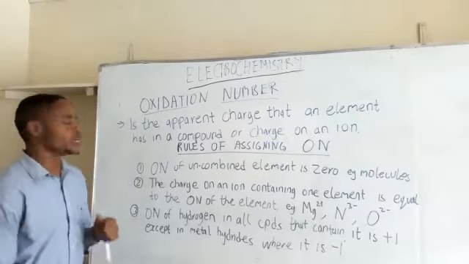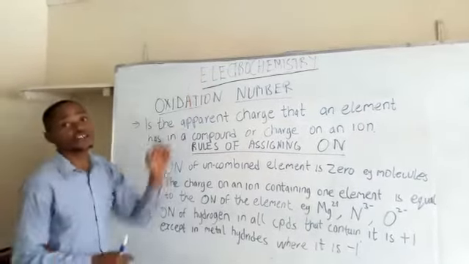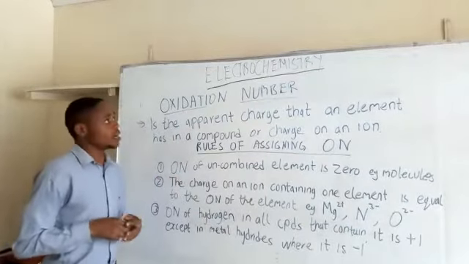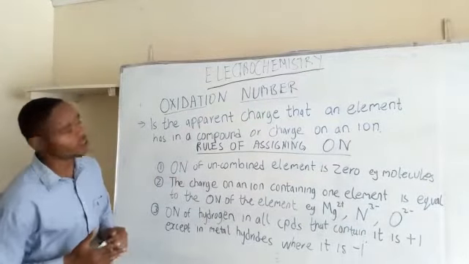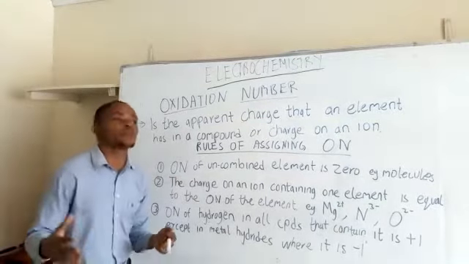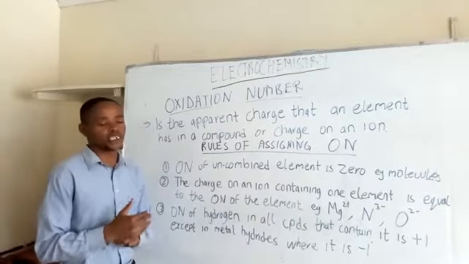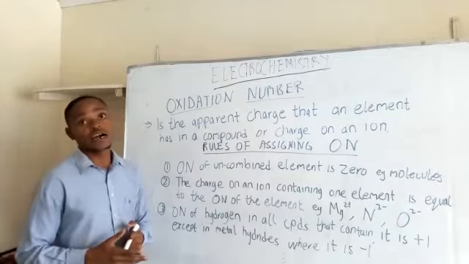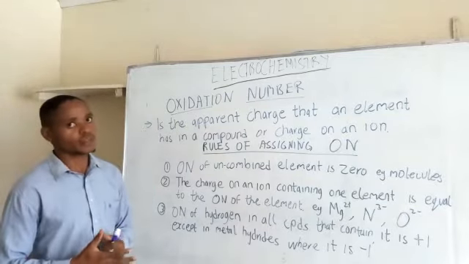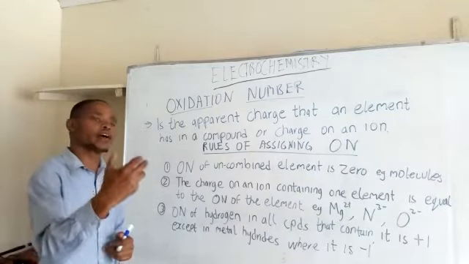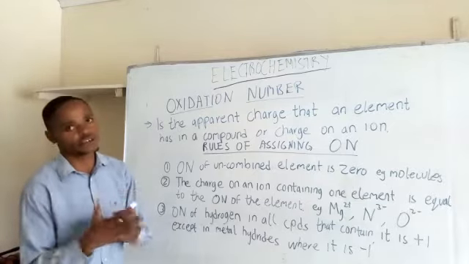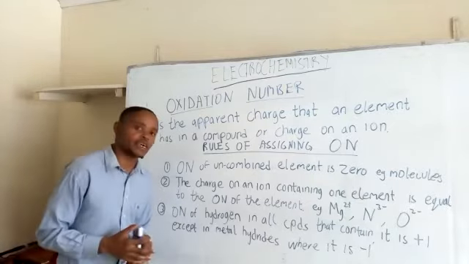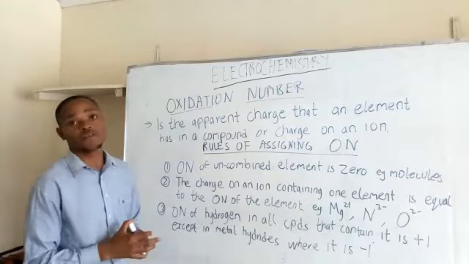So welcome. This is a continuation of our first lesson. In the first lesson, we looked at an example of a displacement reaction, and in that reaction, we were able to establish the oxidation and reduction in terms of transfer of electrons.